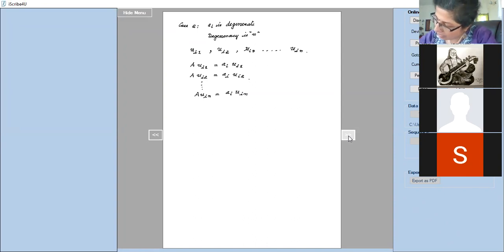And these n eigenfunctions are linearly independent of each other.